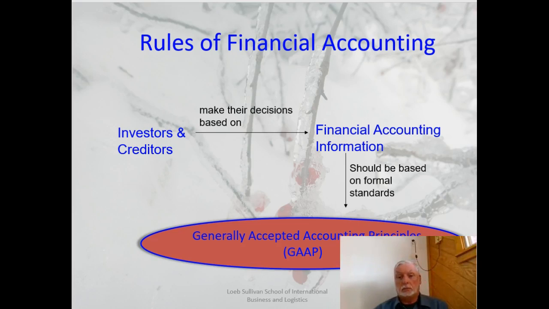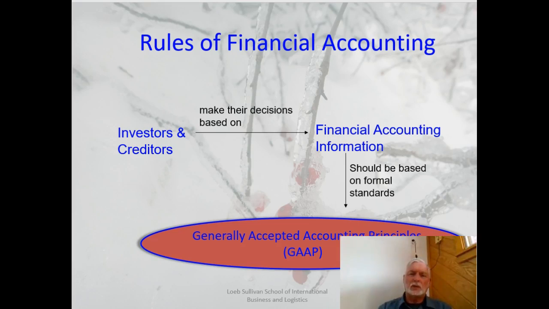It might be about taking a job with somebody. Should I work for them? Are they going to be there for some period of time? That information is based on a set of formal standards. And in the last chapter we talked about auditing. The auditor is using those standards and saying, yes, indeed, the financial statements conform to those standards.